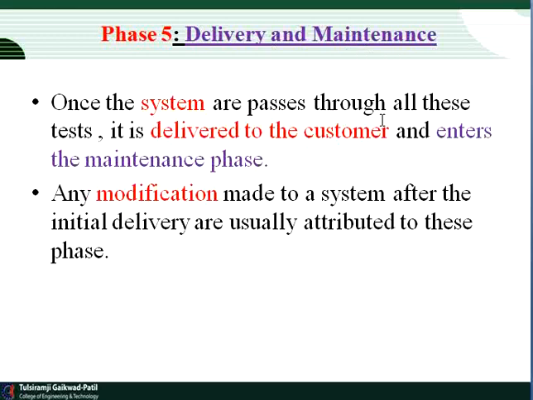Once the system passes through all these tests, it is delivered to the customer and enters the maintenance phase. If there is any need of modification, support or feedback, we can deploy that software to the customer. The customer will check whether there is a requirement of any changes or transition. If there is no requirement of transition, we can deploy that software to the customer, and the customer will ask about support or maintenance regarding the software application.